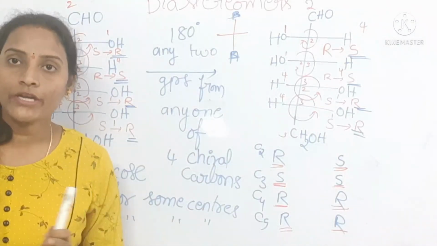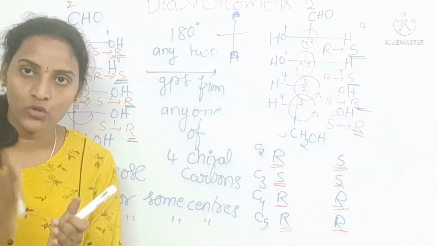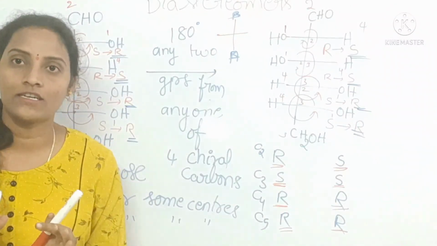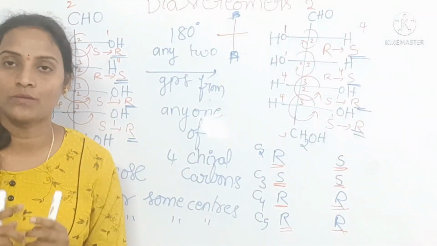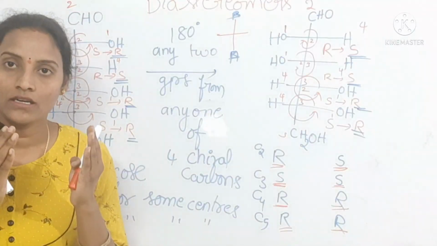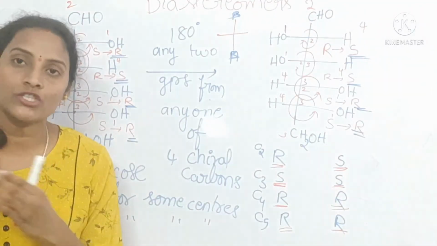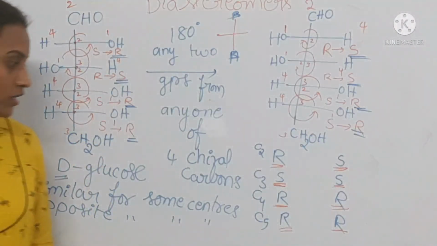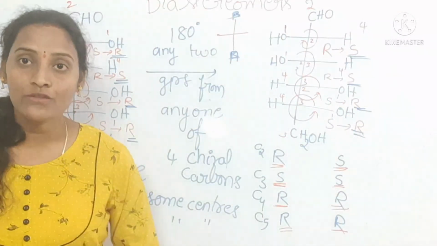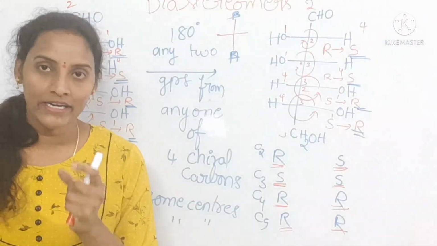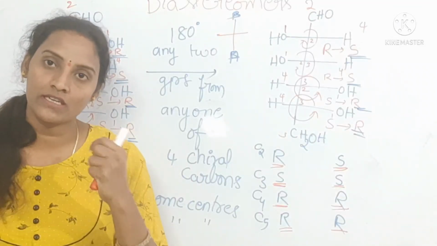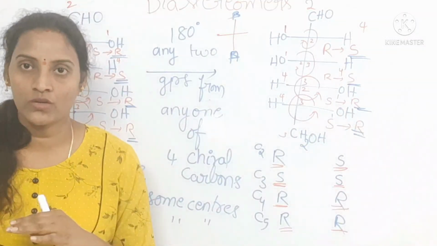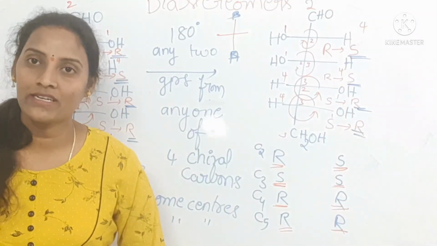Coming to diastereomers, if you rotate any two groups at a particular chiral center, you will get diastereomers. That means the configuration is the same for some centers and opposite for some centers. This is about Fischer projection. By using Fischer projection, you can identify homomers, diastereomers and enantiomers by rotating 90 degrees, 180 degrees, in-plane rotation. Okay. Thanks for watching. We will meet in the next session.